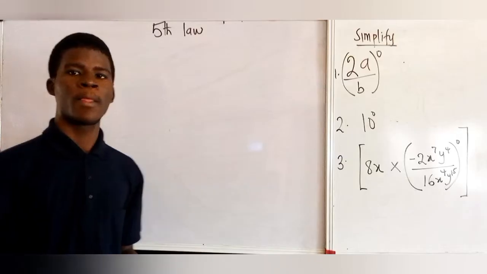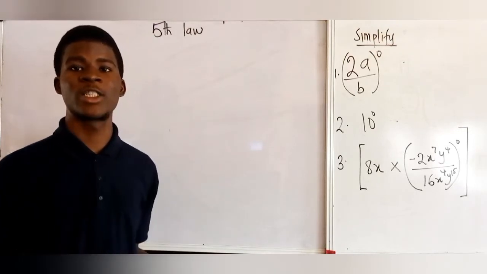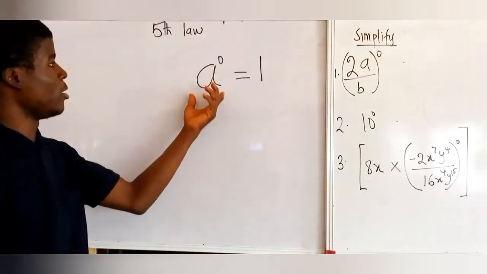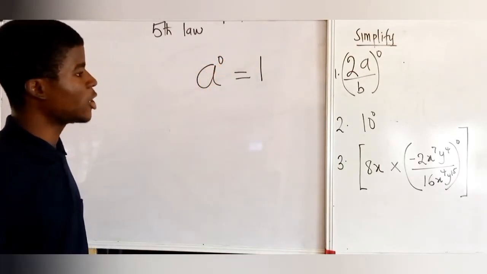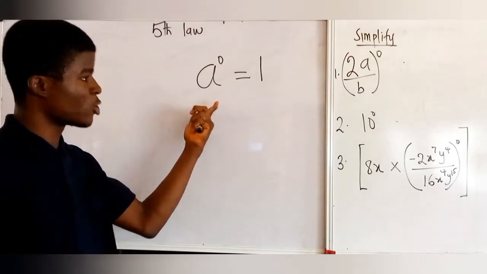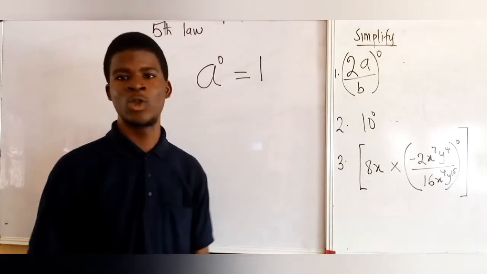Okay, so let's talk about the fifth law. Actually, the simplest of all the laws of indices. It says a raised to the power of 0 is 1. So we can simplify based on what I just told you. You can actually tell me the answers to all these questions.